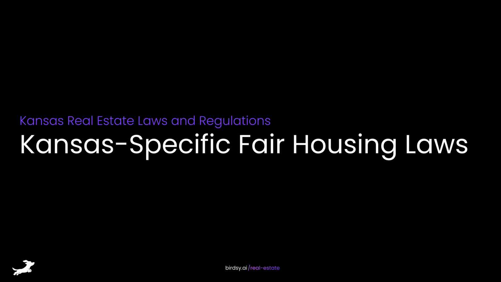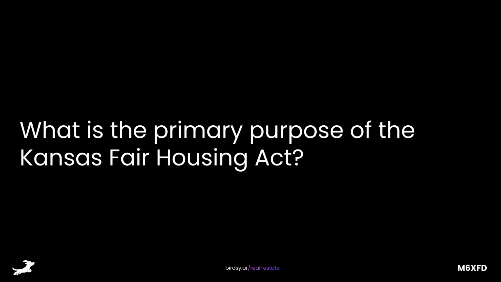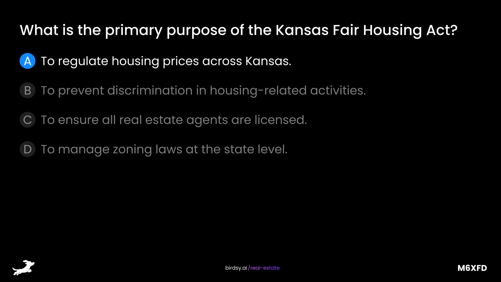Kansas-specific fair housing laws. What is the primary purpose of the Kansas Fair Housing Act? Is it A, to regulate housing prices across Kansas, B, to prevent discrimination in housing-related activities, C, to ensure all real estate agents are licensed, or D, to manage zoning laws at the state level? The answer is B, to prevent discrimination in housing-related activities.